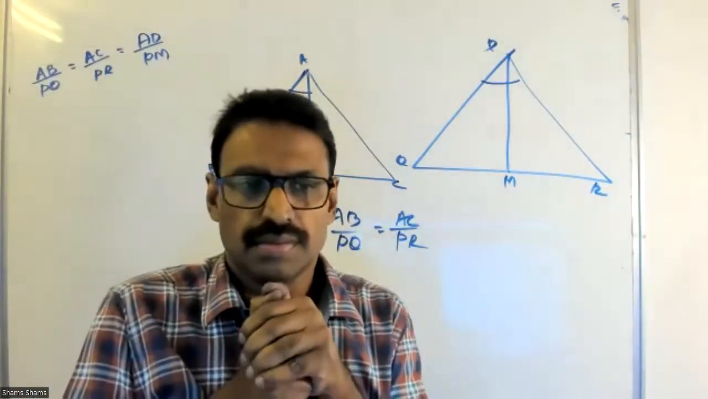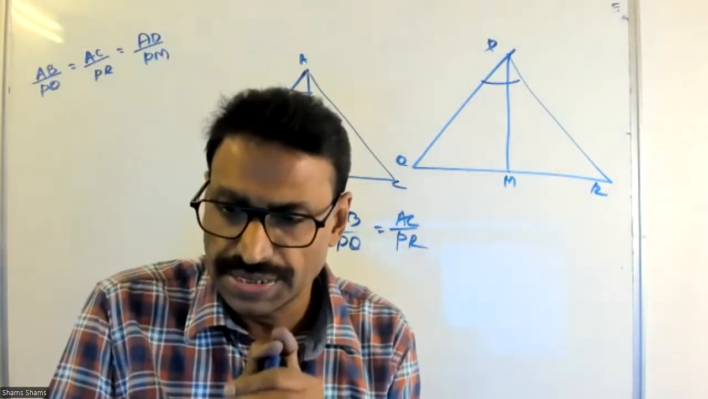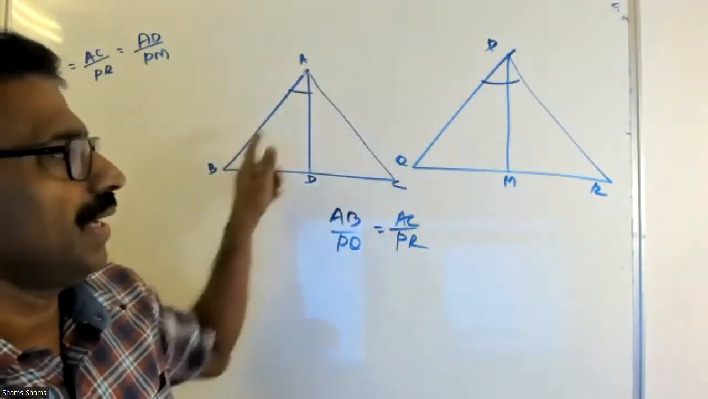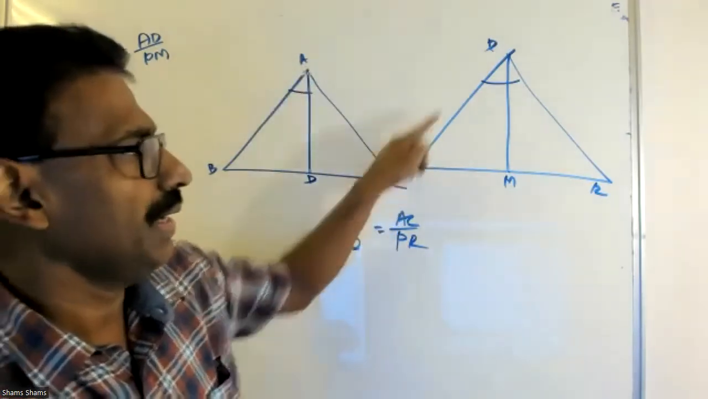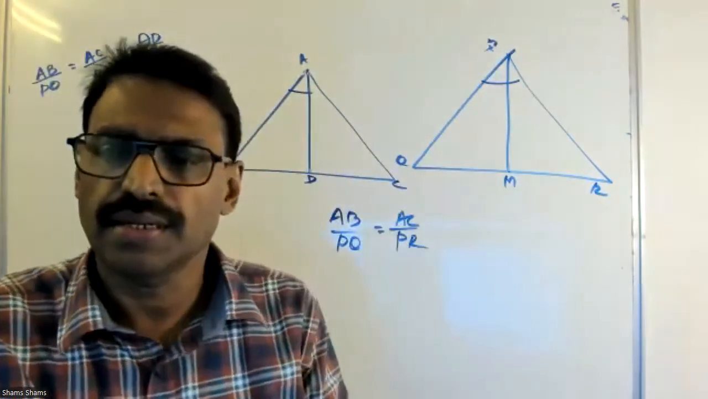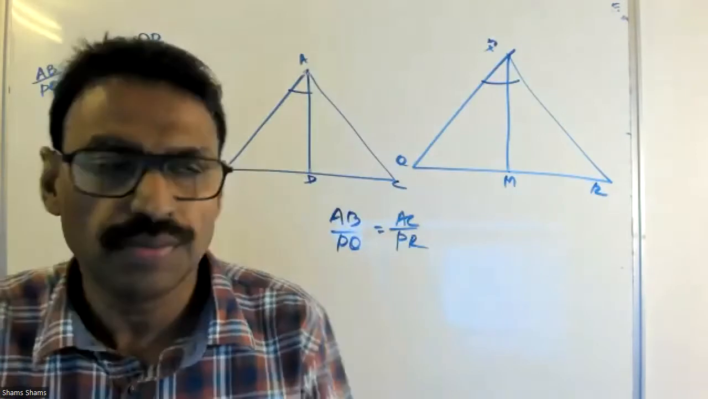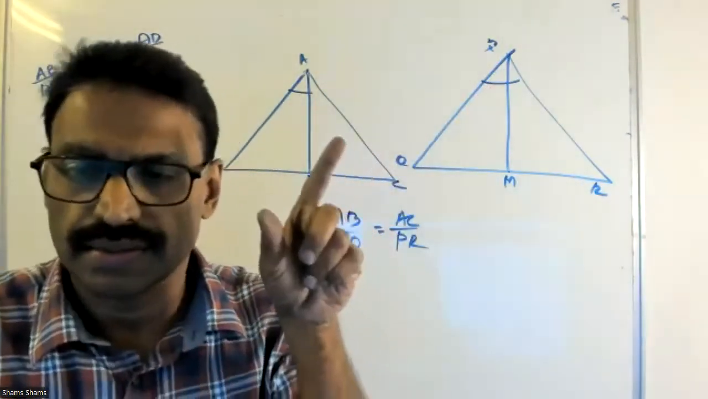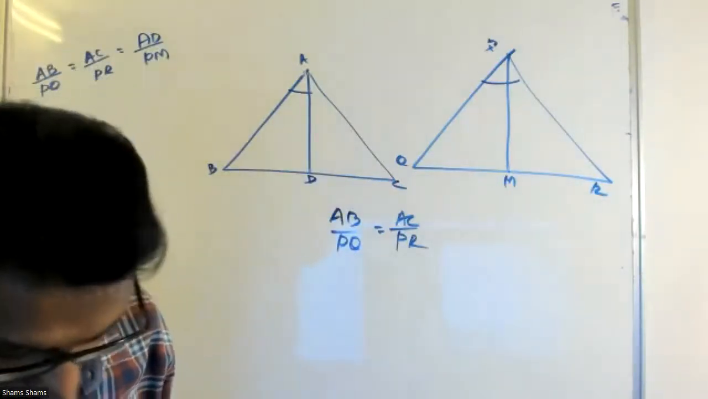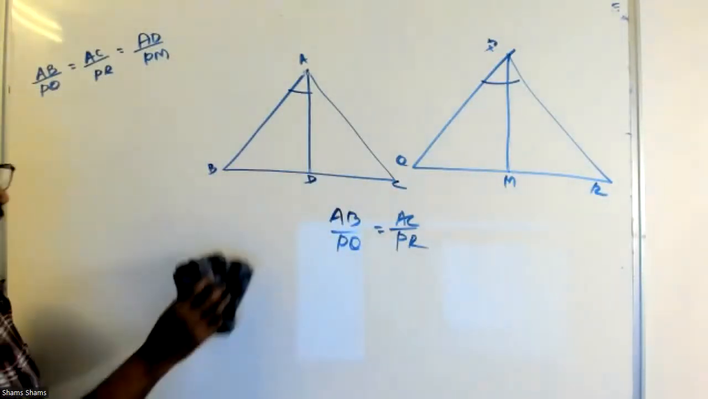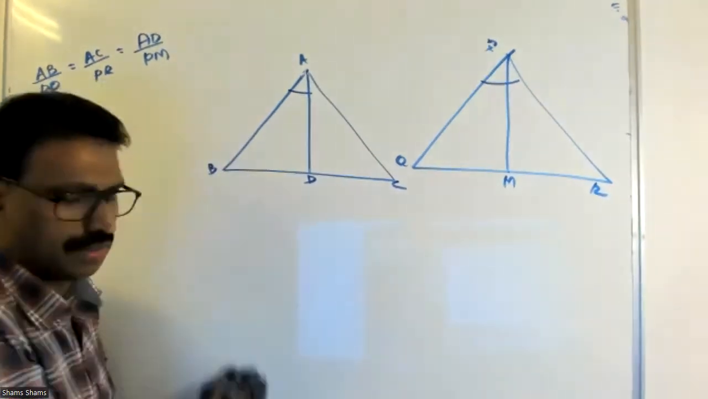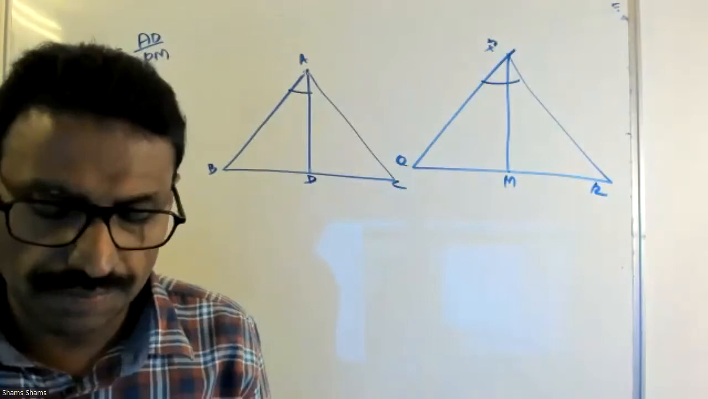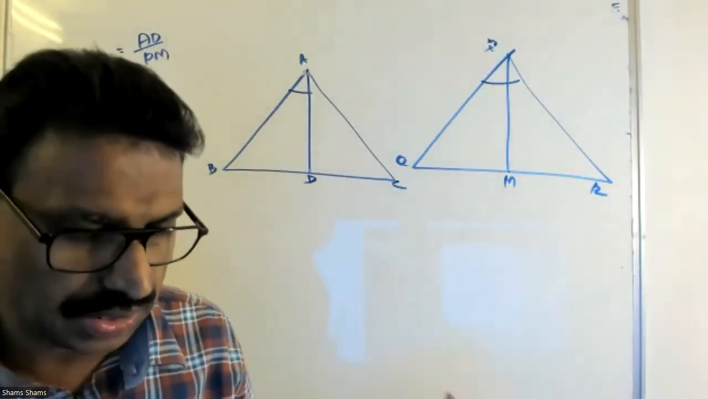See, listen. What is given? Given is AB by PQ equals AC by PR. We are going to prove angle A equals angle P. Then we will write, by SAS similarity, the triangles are similar. That is the question. Now clear or not? Sara Ahmed, is it okay? The plan understood or not?